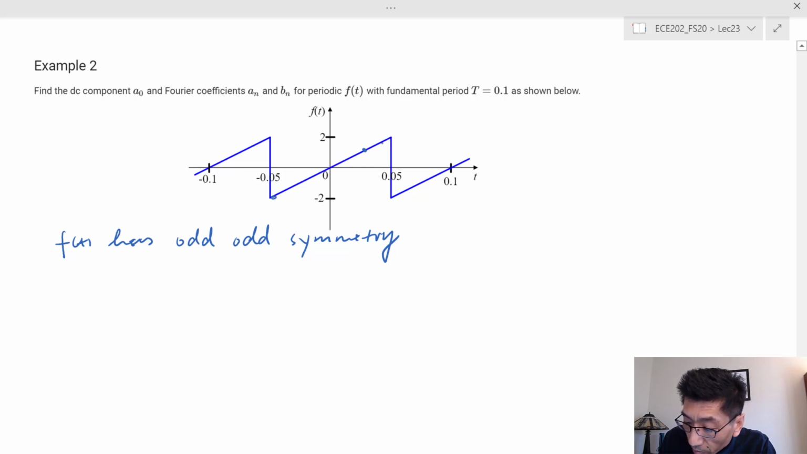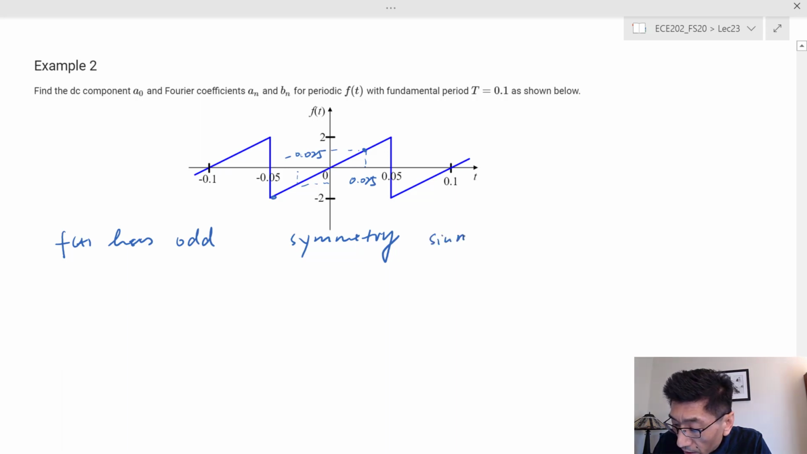Let's see if you choose a point 0.25, and negative 0.25, this is going to be equal negative 1, and this is positive 1, and so on and so forth. You can rotate one half, as I said, using the origin as the pivotal point, and it should fold right on top of the other half of the waveform. And it has odd symmetry.